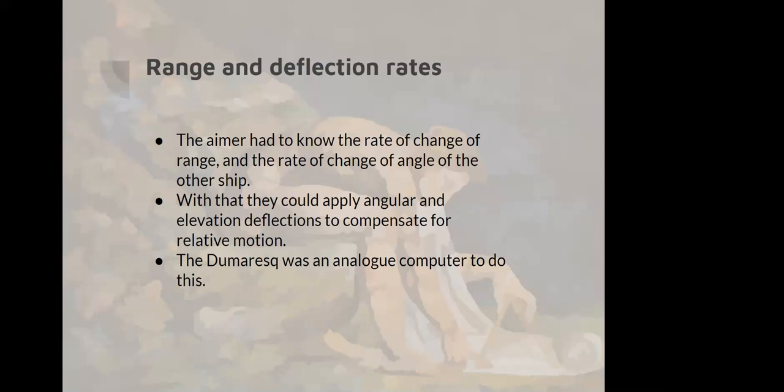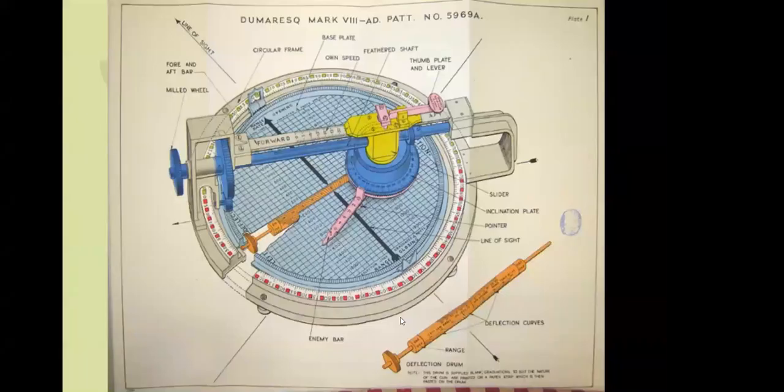Someone who is aiming a gun had to know the rate of change of the range and the rate of change of the angle of the other ship. With that, they could apply angular and elevation deflections to compensate for relative motion. And they used a device called a Dumaresque, which was an analog computer to do it.